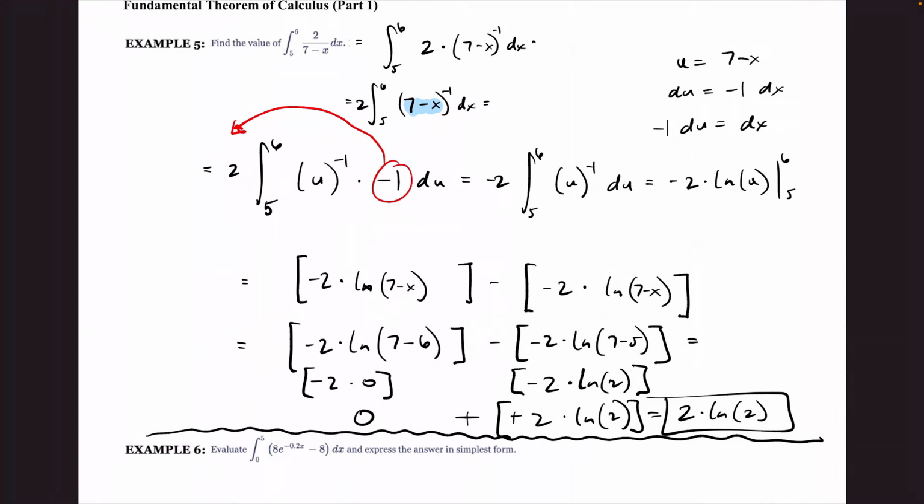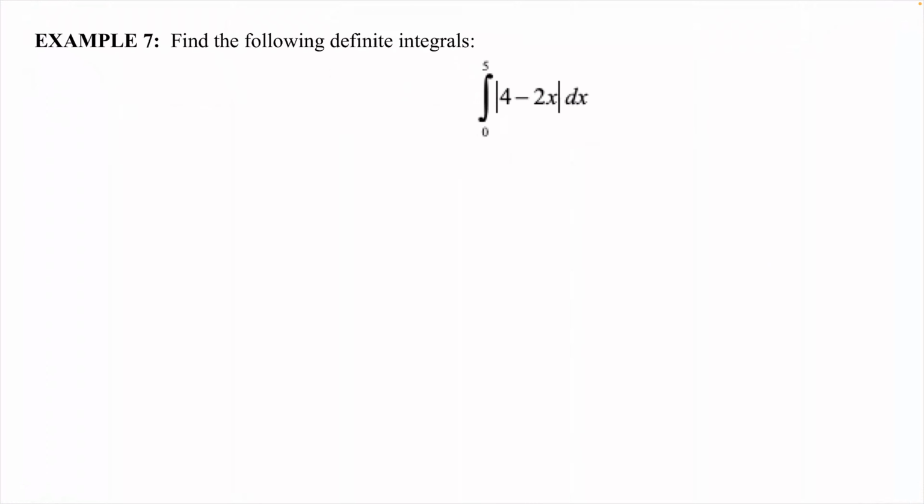Let's save number 6 for tomorrow. I like number 6, but I'm not sure if we're going to have enough time to get to it. Let's do number 7, because number 7 is a problem you've had before.